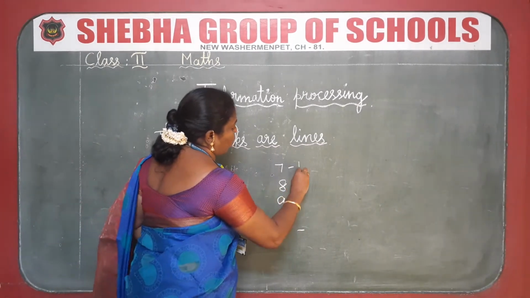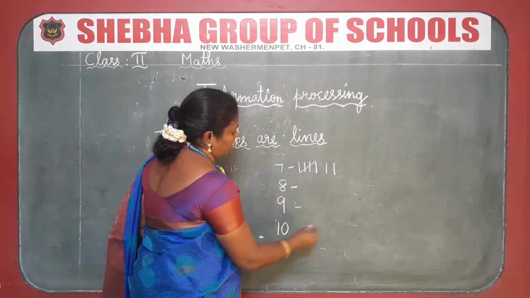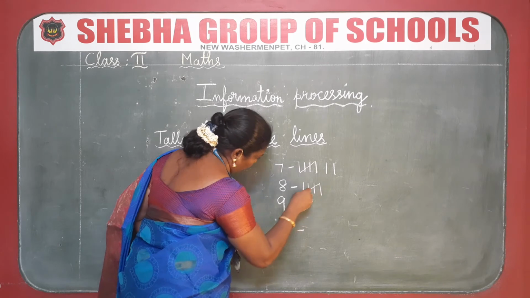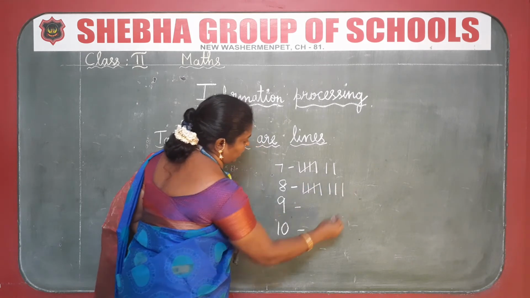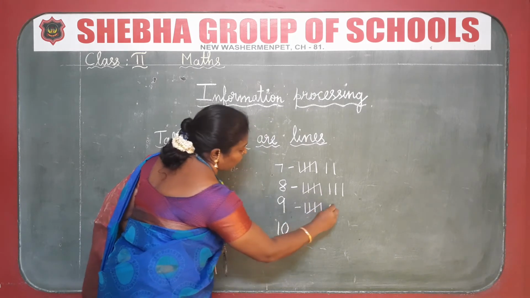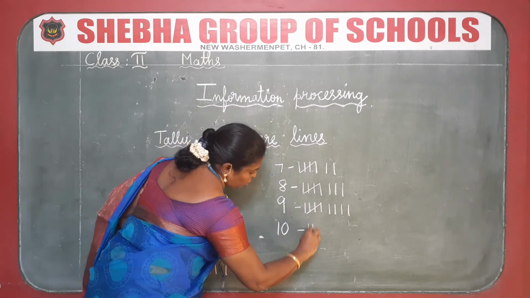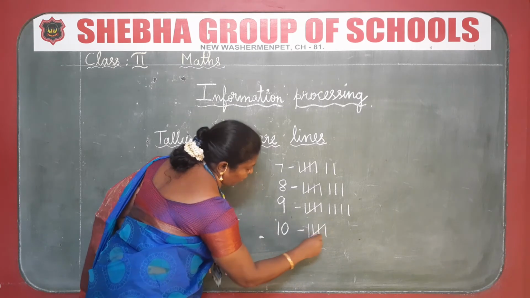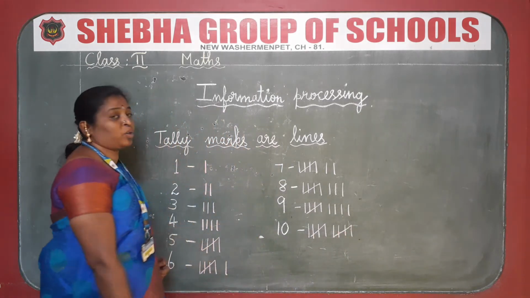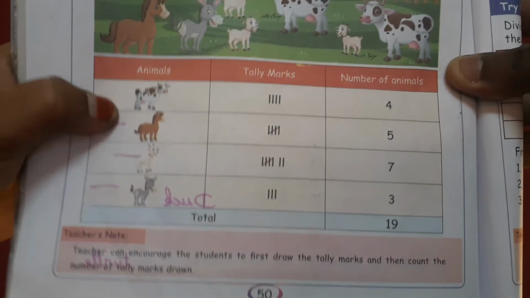For 7, 1, 2, 3, 4, 5, 6, 7. For 8, 1, 2, 3, 4, 5, 6, 7, 8. For 9, 1, 2, 3, 4, 5, 6, 7, 8, 9. For 10, 1, 2, 3, 4, 5, 6, 7, 8, 9, 10. This is how you have to draw the tally mark lines. Okay? Students, take page number 50.